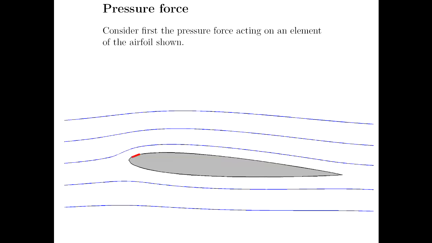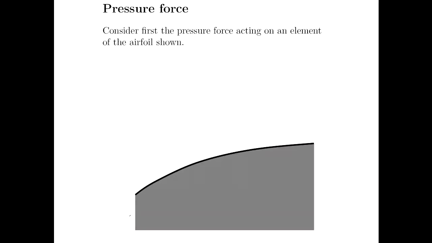Okay, so I'm going to consider the pressure force acting on an element of an airfoil. So I've just zoomed into a small part of the airfoil. This small element has an area of dA, and some pressure is acting on this surface dA. So the force acting on this surface, dFp, is just equal to pressure times this small area, dA.